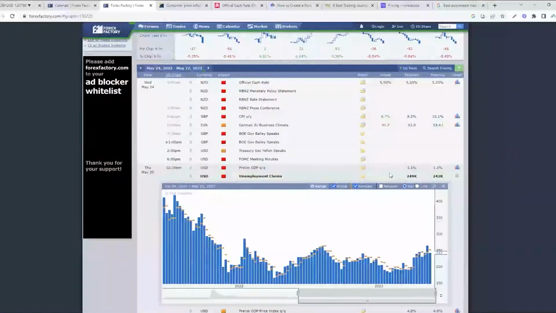So what this means is there are more people applying for employment benefits. That means there are signs that the labor market in the US is cracking, and that would imply that the Federal Reserve need not be so aggressive moving forward. Generally, when we have a data print that is higher than the forecast, and in this case also higher than the previous month's reading, it tends to cause the US dollar to sell off.